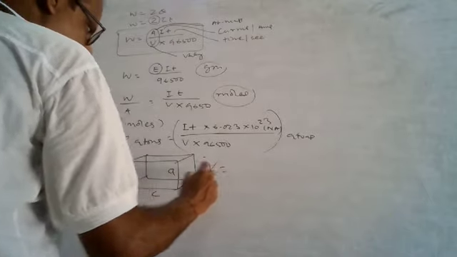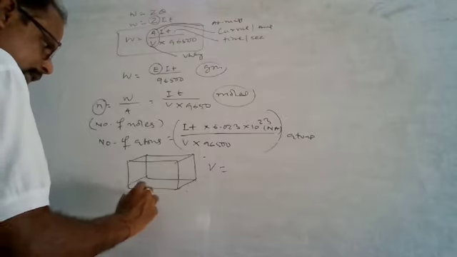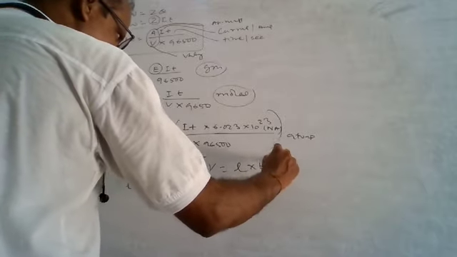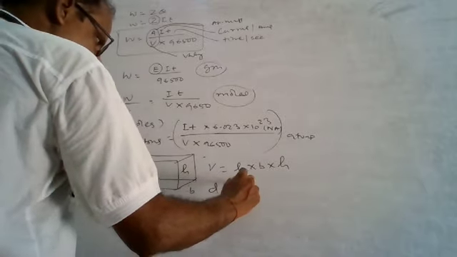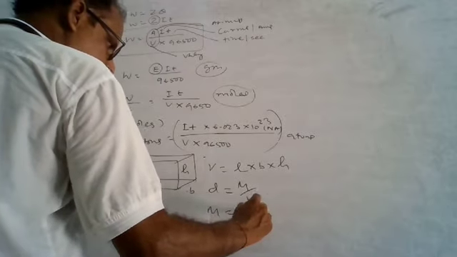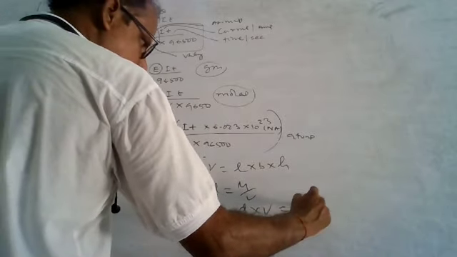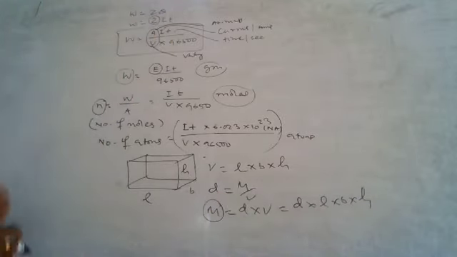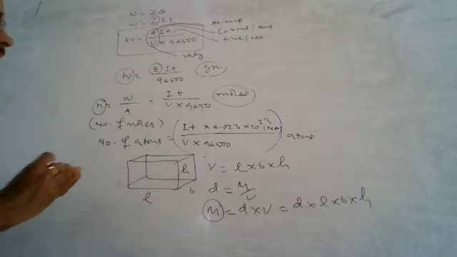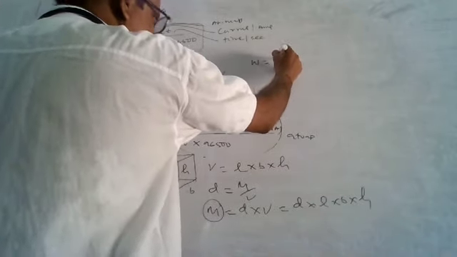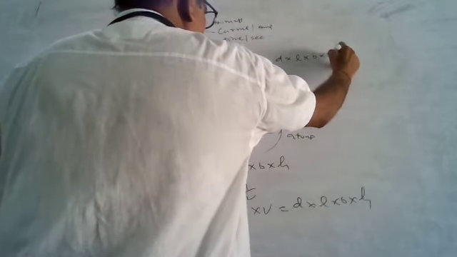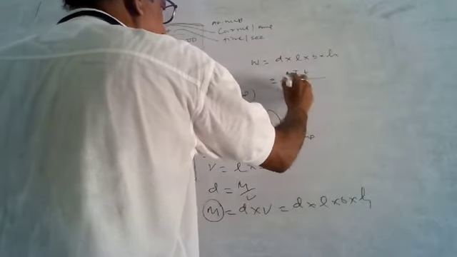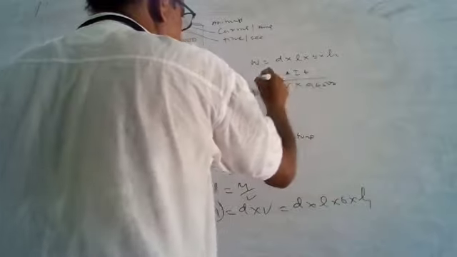Sometimes a cuboid area is given, where this is the length, this is the breadth and this is the height. The volume is equal to LBH. The density is equal to the mass by volume, so the mass is equal to the density into volume. In place of W, we can write density into length, breadth and height, which is equal to AIT by V into 96500.